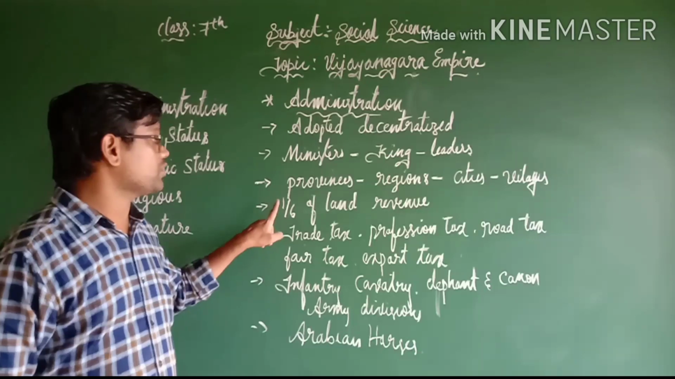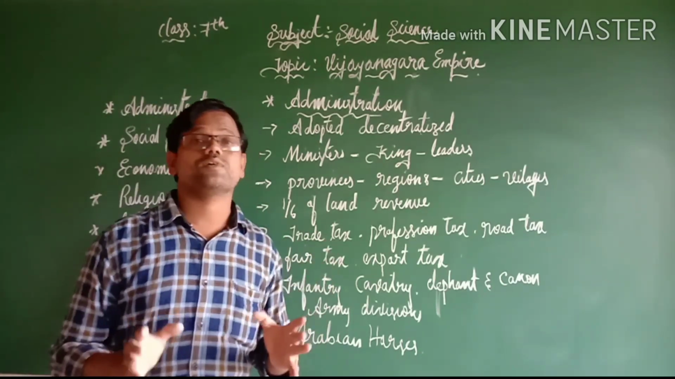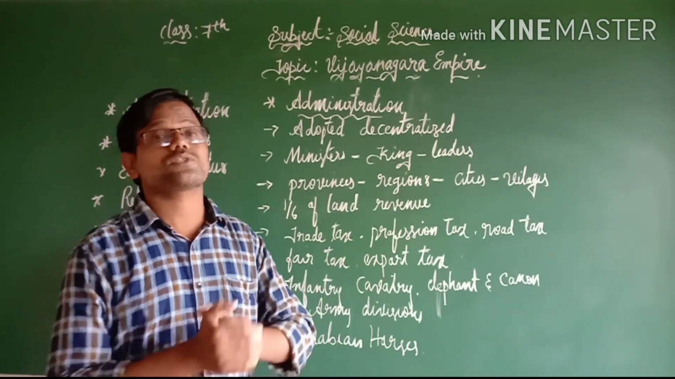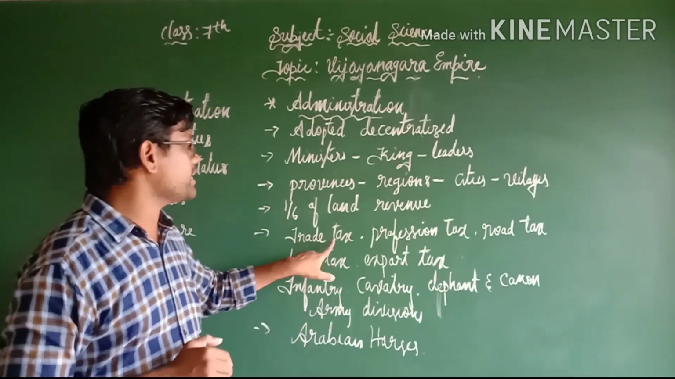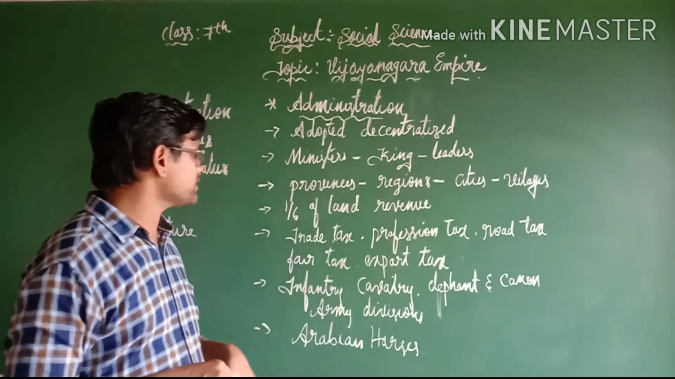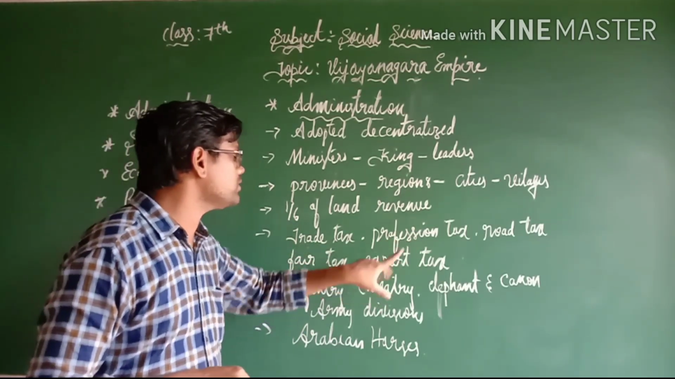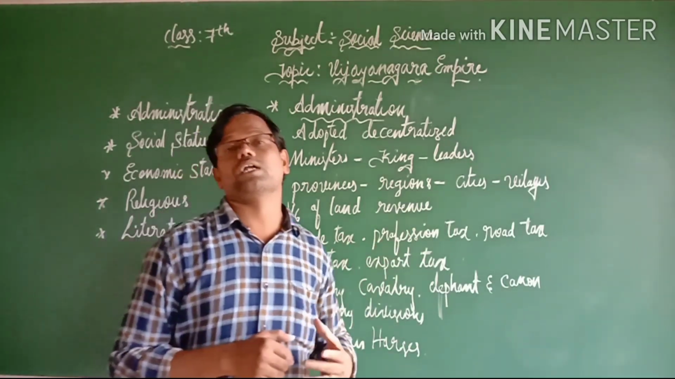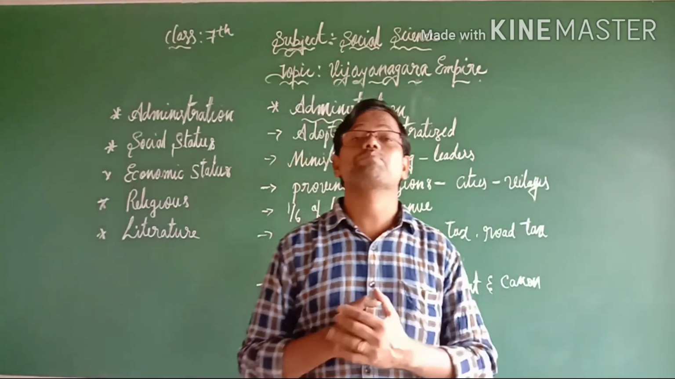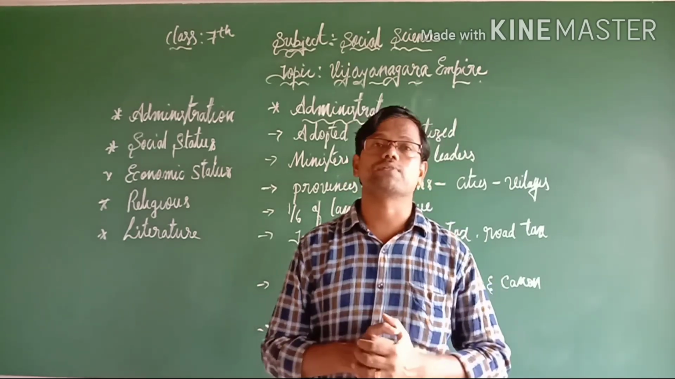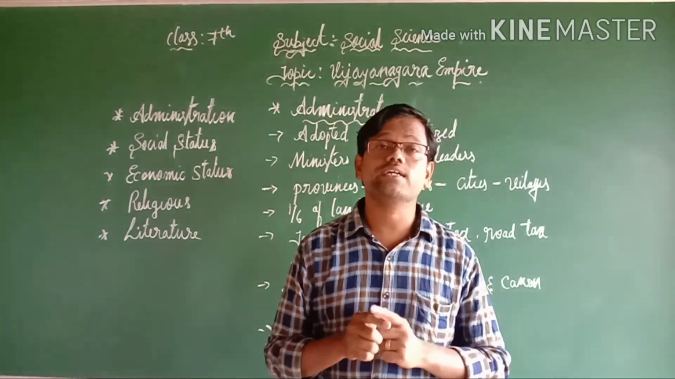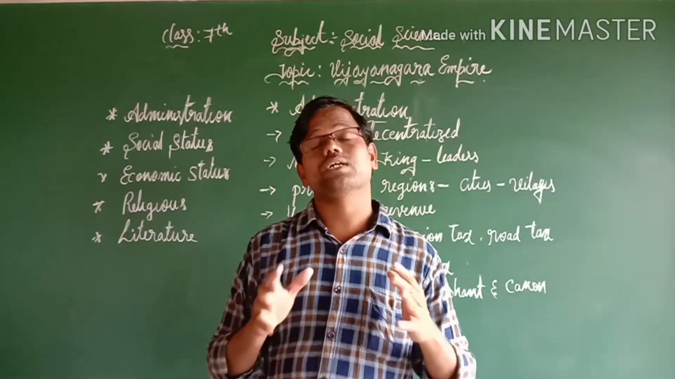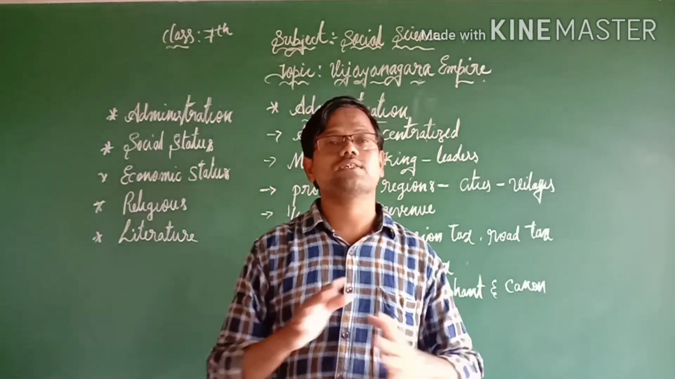And also here one-sixth of the land revenue was collected from the farmers, and with this the other important sources of income were trade tax, profession tax, road tax, fair tax and export tax. So these were the important taxes collected from the people. The kings' representatives were managing the provinces, and hereditary officers were managing the village administration. But whatever decision the king gave, that is final.